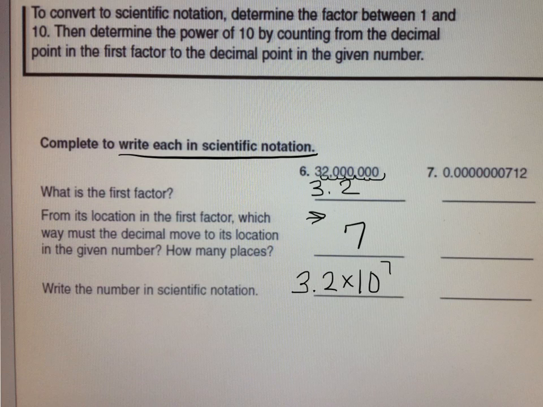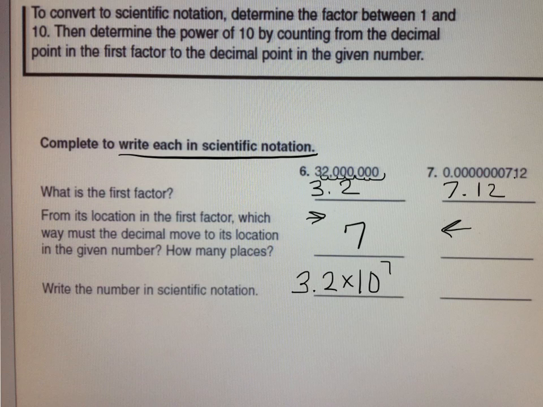Place the decimal point so that you have a number between 1 and 10. So I need 7.12. Okay? Now, from its location in this first factor, which way must the decimal point move? Here I am at 7.12. I need to move the decimal point to the left to get to my standard notation. I have the number 7.12 and I need a little teeny itty bitty number, 0.0000712. I need to make a small number.